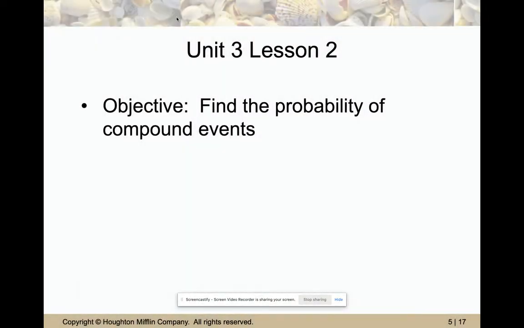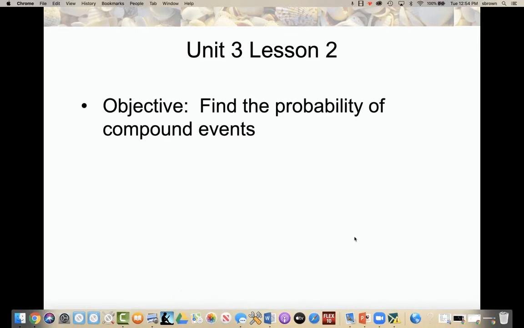Welcome to Unit 3, Lesson 2. Today we are going to take what we learned about finding probabilities of simple events and use that knowledge and some new knowledge to find the probability of compound events.